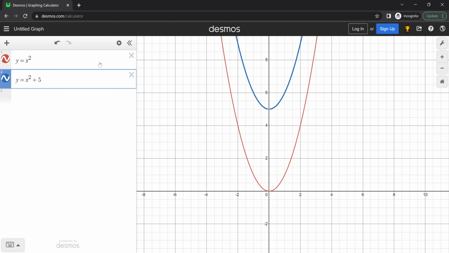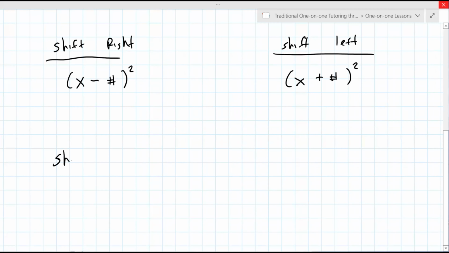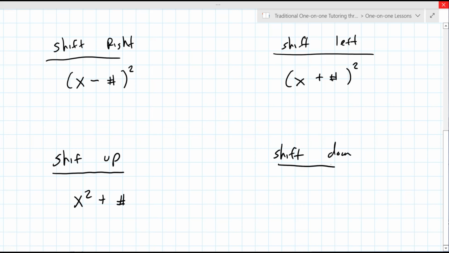Okay, let me write that. So I'm going to write that down, but you've got to have the visual here also. And then we'll do some practice. Let me go back to the other screen here. So if you want to shift up, it's x squared plus a number. And if you want to shift down, it's x squared minus a number. Shift up is x squared plus a number.